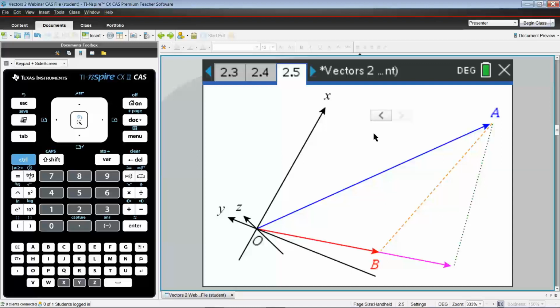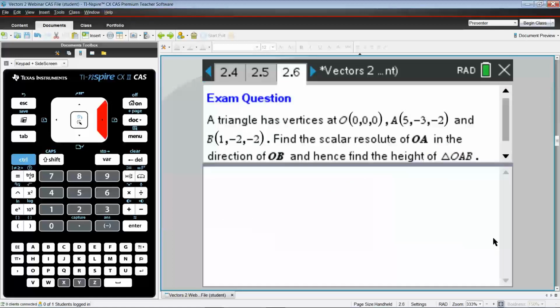Okay, so let's think about what we might do as a calculation. When you do find the scalar resolute, it will be the length from O to this magenta head over there. And if you want the height of the triangle, which is the green dotted line over there, we can use Pythagoras for that. So you just need to find the length of vector OA, and then use Pythagoras basically in reverse with the length of the scalar resolute, and that will get us the height over there. Okay, so let's now perform the calculations required.